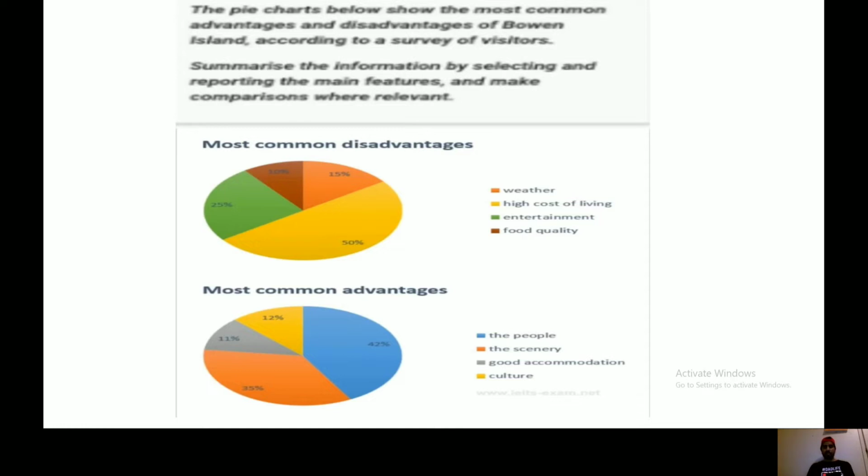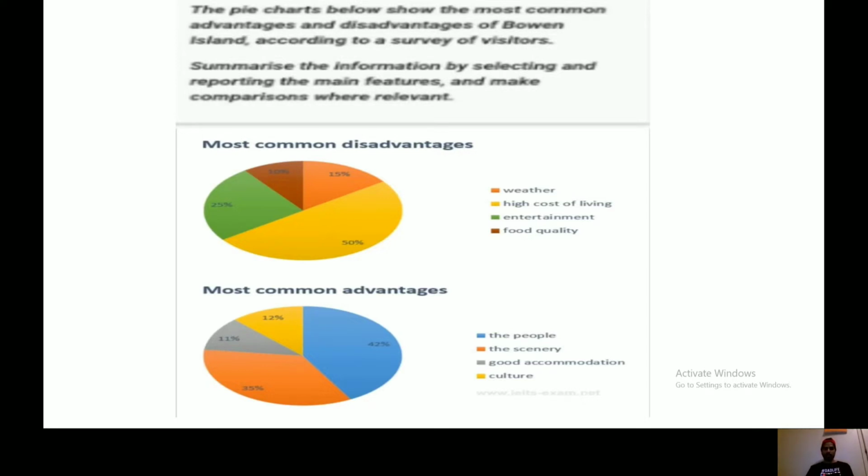And the highest, almost half of the pie chart, that is 50%, goes to high cost of living. This means 50% of people said that high cost of living is the most common problem. This is the basic problem over here because it accounts for most of the proportion, that is 50%.